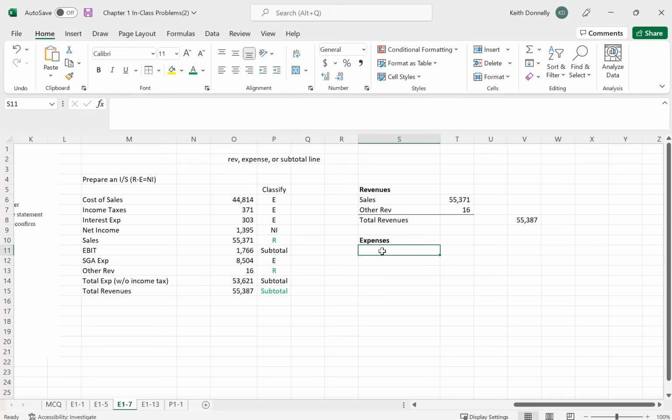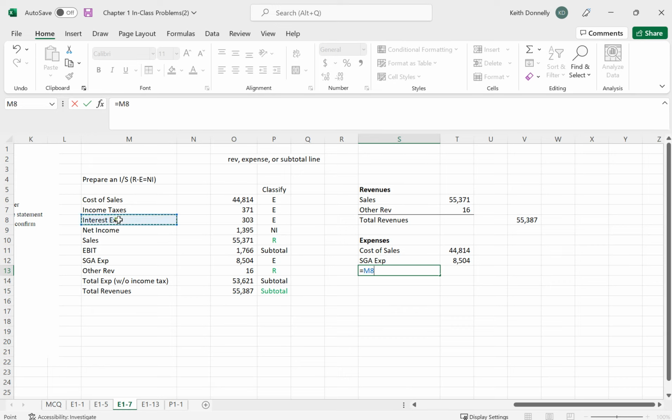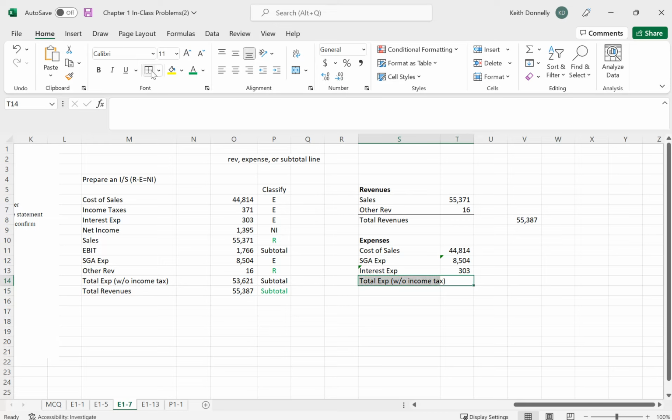So here with our expenses, like I said, generally when you're doing the income statement, you're going to want to use your cost of sales or your cost of goods sold as your first expense. And then your last expense is going to be your income taxes. So here we have cost of sales, which is an expense, $44,814. Then we're going to have our SG&A expense of $8,504. We're going to have our interest expense right here of $303. And that's going to give us our total expenses before income taxes, so these are all our expenses without income tax expense. We could just sum these: 53,621. So it ties out right over here.